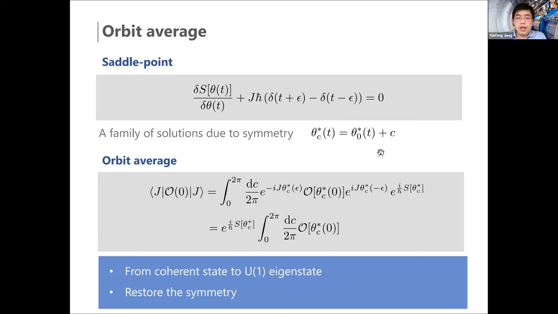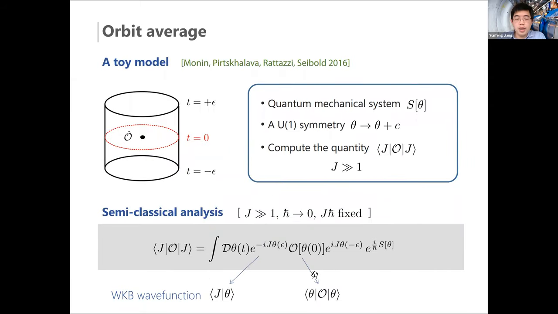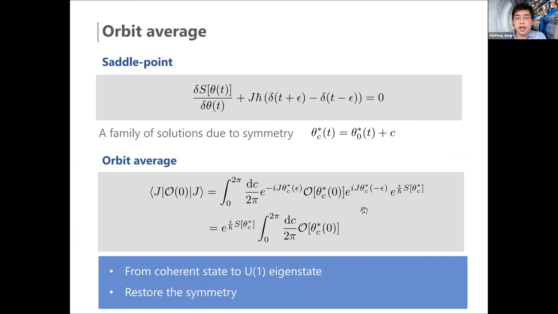So then in order to compute this path integral, what do we do? Do we fix some C? Actually, no. The correct prescription is to take an average over the C. This is what this integral is doing. So C goes from zero to two pi and we take this average. Once we take this average and then we take epsilon goes to zero, this is what we obtain. So we have this guy and then we need to take this orbit average.